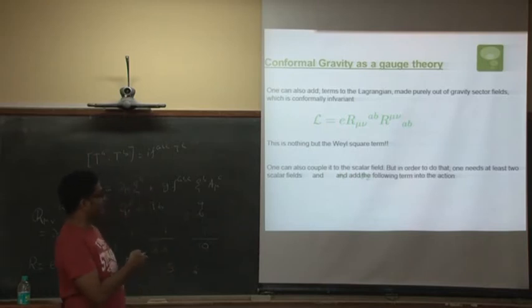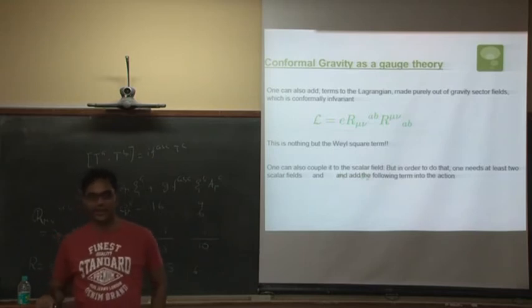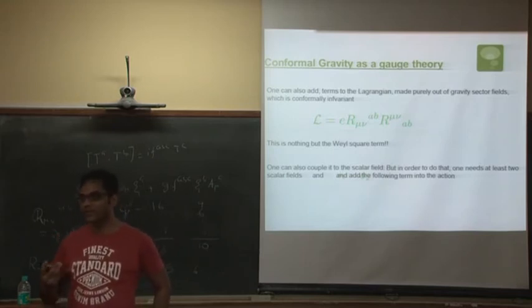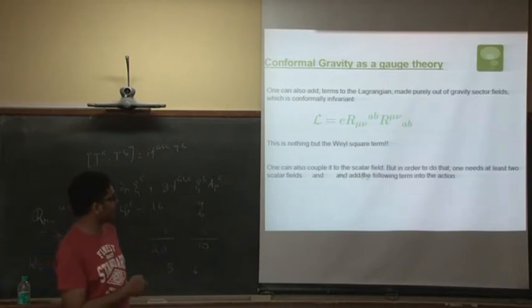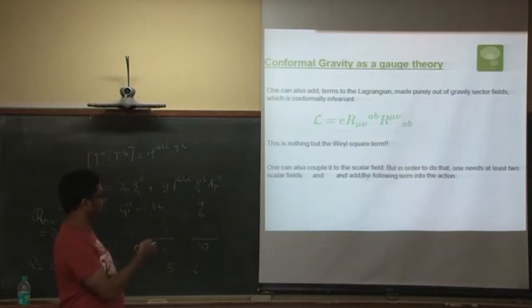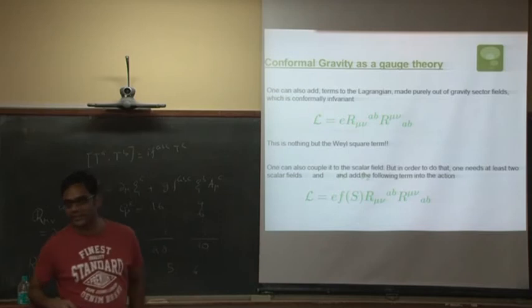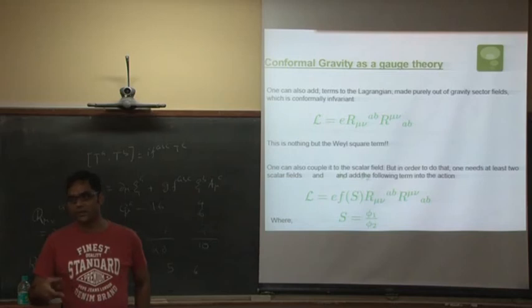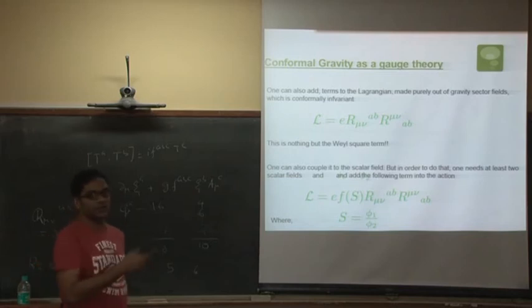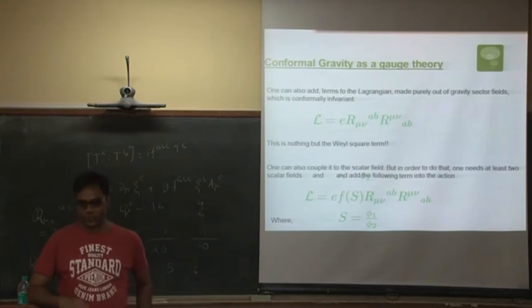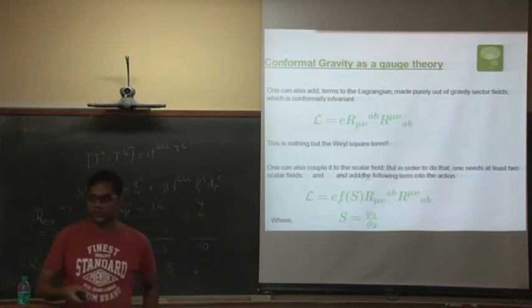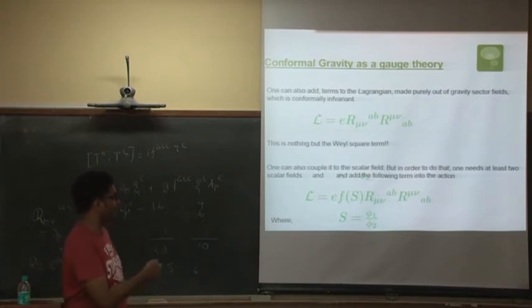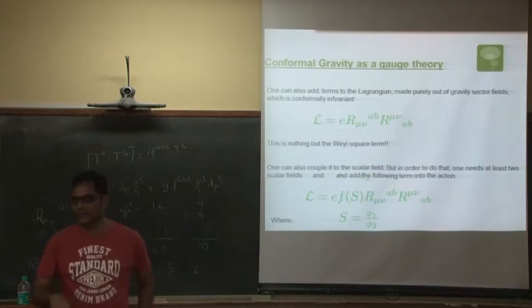We can also try to couple it to the scalar field and make it conformally invariant. But for that, you need at least 2 scalar fields, because scalar fields have Weyl weight. So you can write an interaction like a function of phi 1 over phi 2. These are the possible additions to your conformal gravity. Of course, if you gauge fix one of the scalars to come down to Poincare gravity, then you have some non-trivial coupling with respect to the other scalar that is there.